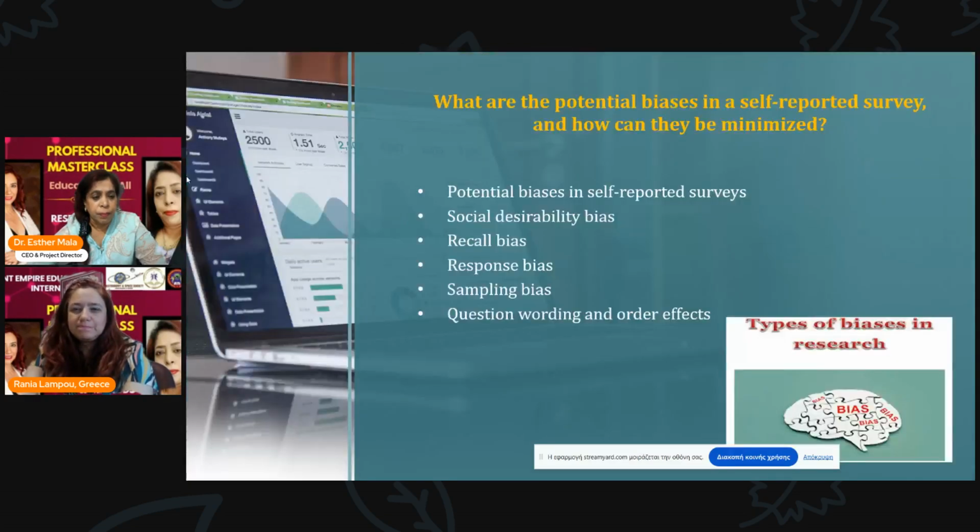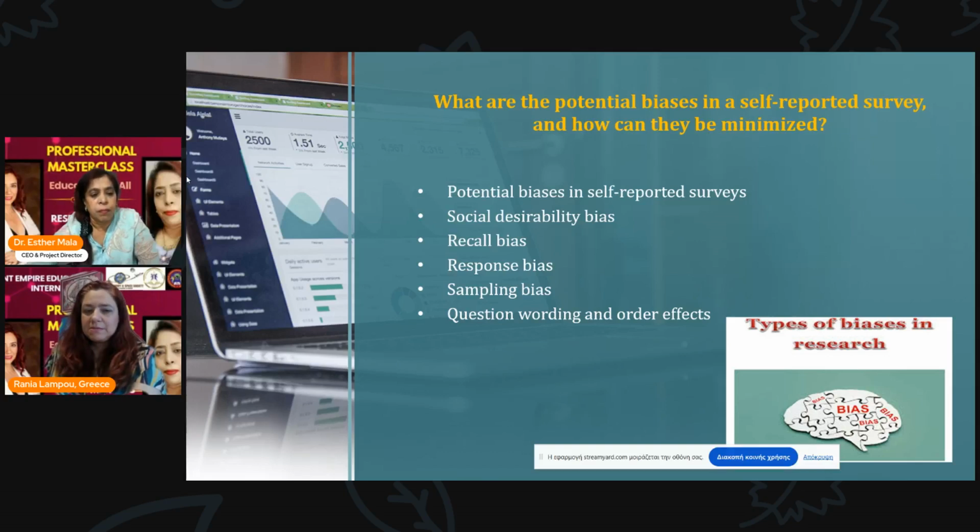So, the potential bias in a self-reported survey, things that you need to know here. Self-reported surveys are valuable, but they can introduce several potential biases that affect data quality. What I mentioned before, the social desirability bias, when respondents answer in a way they think is socially acceptable or favorable rather than truthful. Recall bias. What is recall bias? The difficulty remembering past events accurately, leading to incorrect or incomplete answers. For example, forgetting exact dates or frequencies of behaviors.